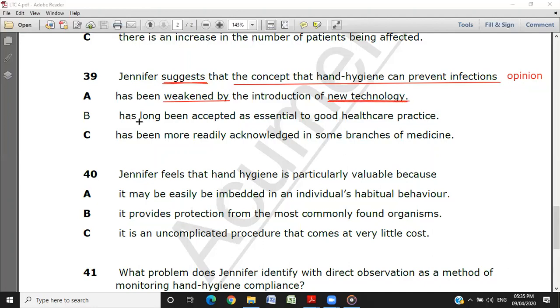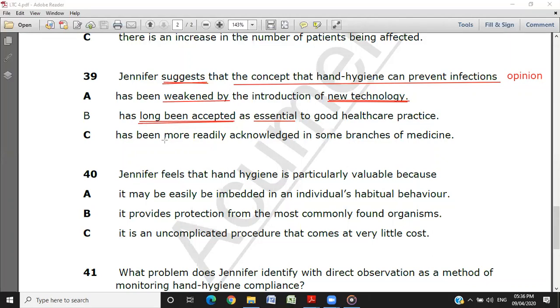Then, has long been accepted as essential to good healthcare practice. So is she trying to give out history? It has long been accepted. Has long been means it has been there for years and years or decades. It's not something new. So if she goes on to give the history of how hand hygiene evolved and how it has been there for so many years, then this could be the correct answer.